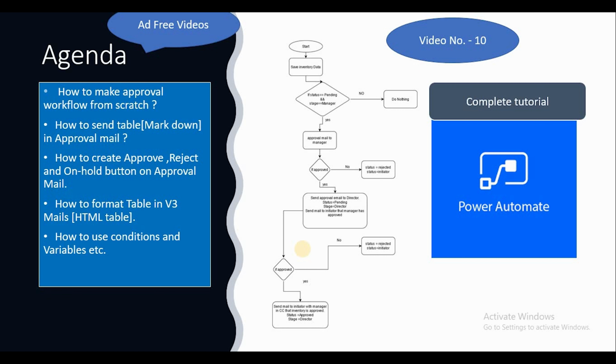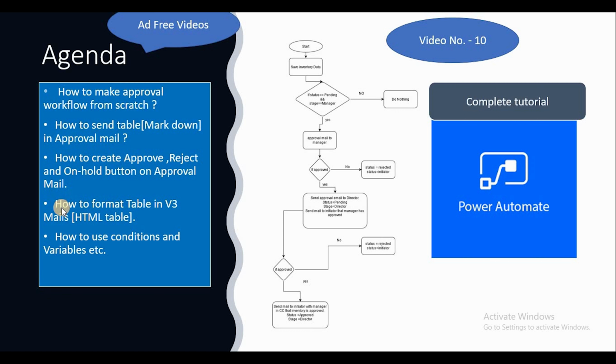You'll be able to learn how you can make an approval workflow from scratch, how you can use markdown in approval mail. As you know, in the approval mail generated by Power Automate, you cannot send HTML tables. So there is an approach called markdown through which you create the tables, and then you will be able to learn how you can add additional buttons on the approval mails, like approve and reject are there by default. If you want to add any other buttons like on hold, you will learn how you can do that.